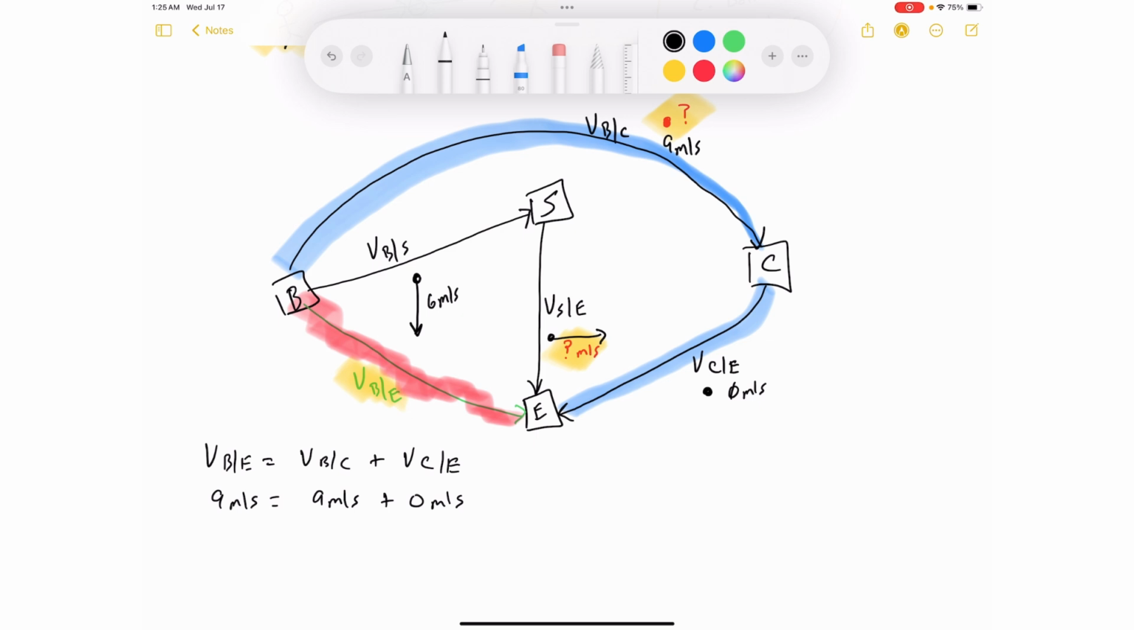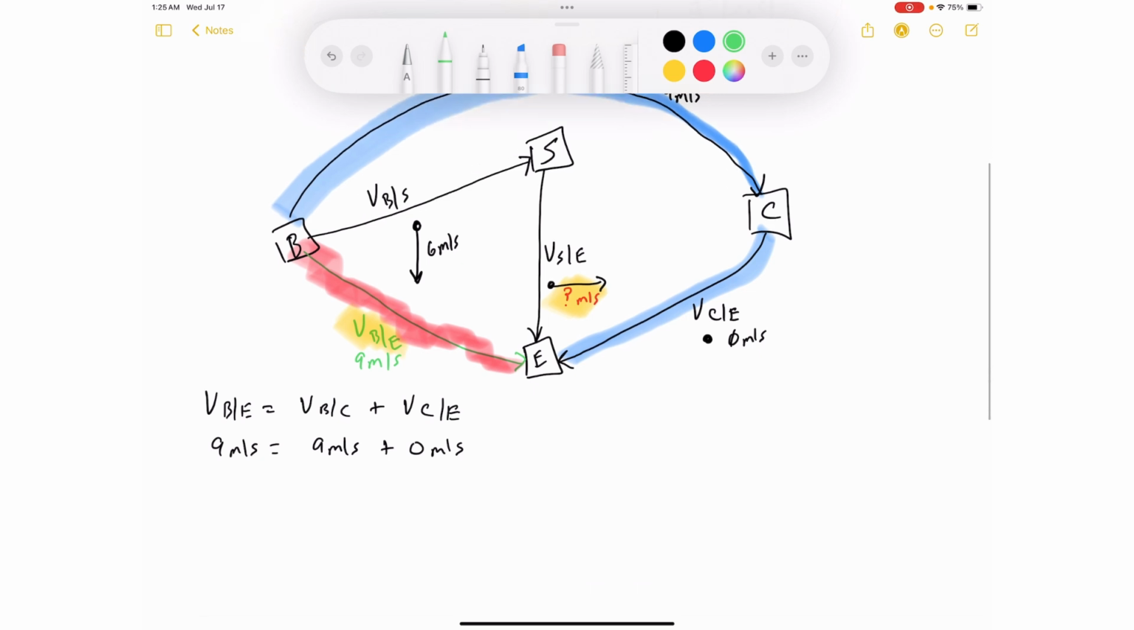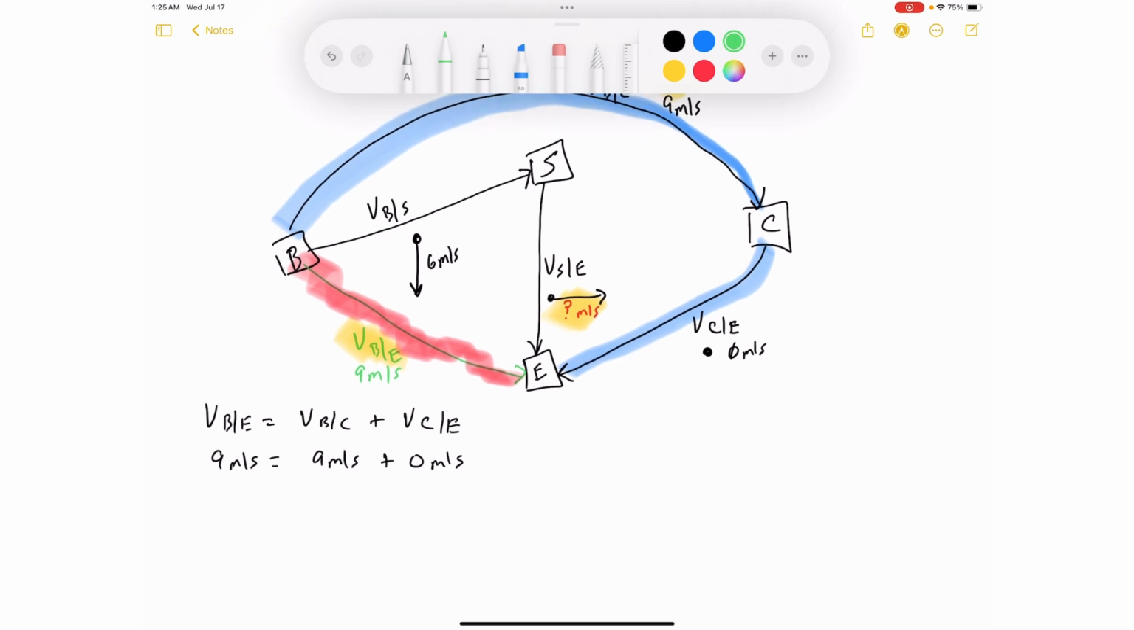Great. And so that's the velocity of the ball versus the Earth. Maybe I'll change that to green. So this is 9 meters per second, which is cool. Once you have that, now you can actually do this thing. So now we can go from here to here. Let me show you how that works.